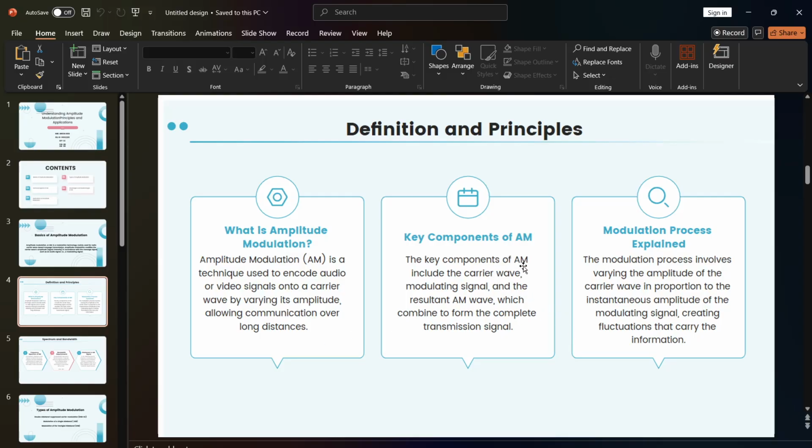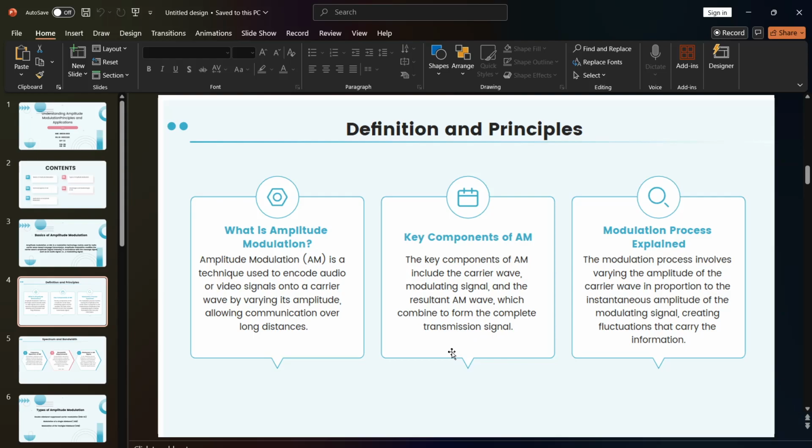So, key components of AM, that is amplitude modulation. The key components of amplitude modulation include the carrier wave, the modulating signal, and the resultant amplitude modulation wave, which combine to form the complete transmission signal.